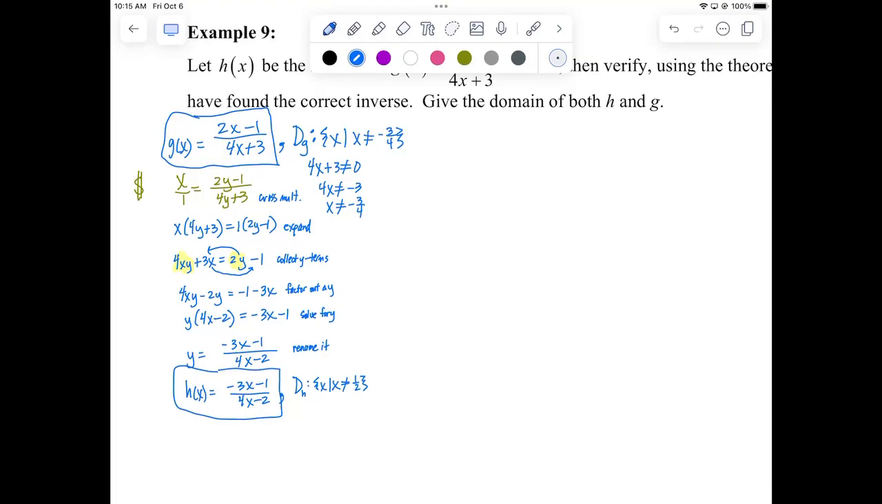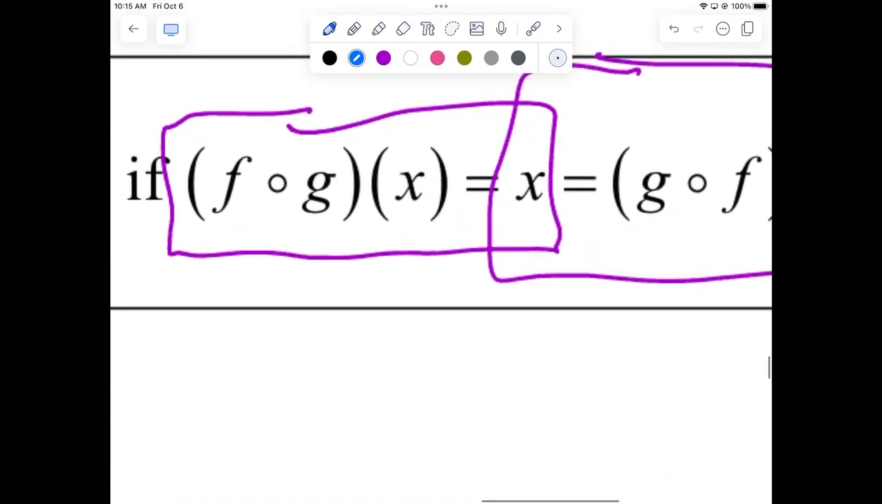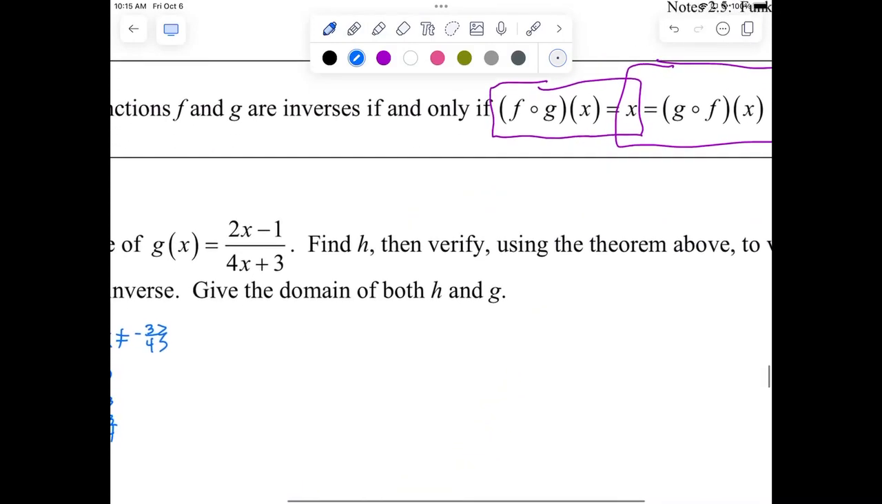All right, now it says to verify that those are inverses. They don't really look like they're inverses, do they? So let's verify by doing this little theorem right here. Let's compose them back to back.